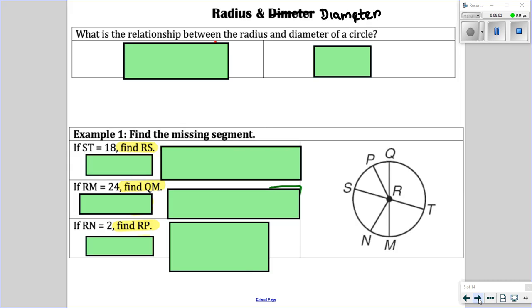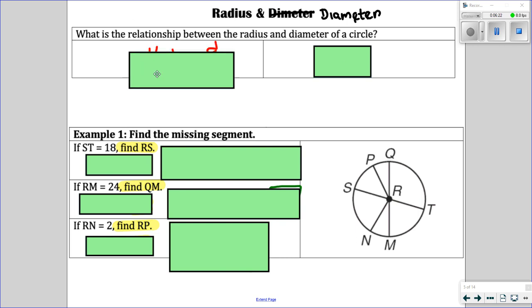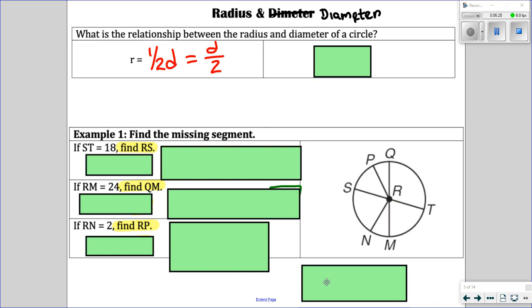Radius and diameter. What is the relationship between the radius and the diameter of a circle? Well, it's all about the equation, how we set it up, how do we find the diameter, how do we find the radius in the circle. This is stuff that you may have encountered when you're in middle school. The radius is half the diameter, or you can say d over 2. And the diameter is twice the radius. So it takes 2 radii to make a diameter. So we're going to do an example based on radius and diameter.